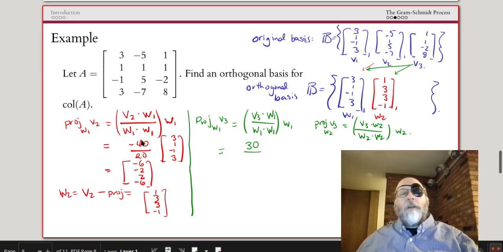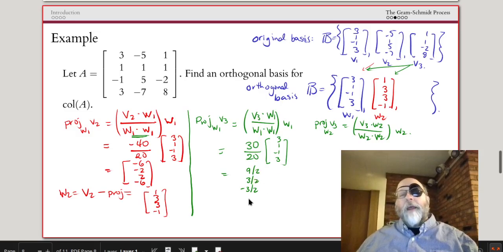And the dot product of W1 and W1, we did that over here. It's 20, times W1. And W1 is 3, 1, -1, 3. So 3 halves times 3 is 9 halves, 3 halves times 1 is 3 halves, 3 halves times -1 is -3 halves, and 3 halves times 3 is 9 halves.